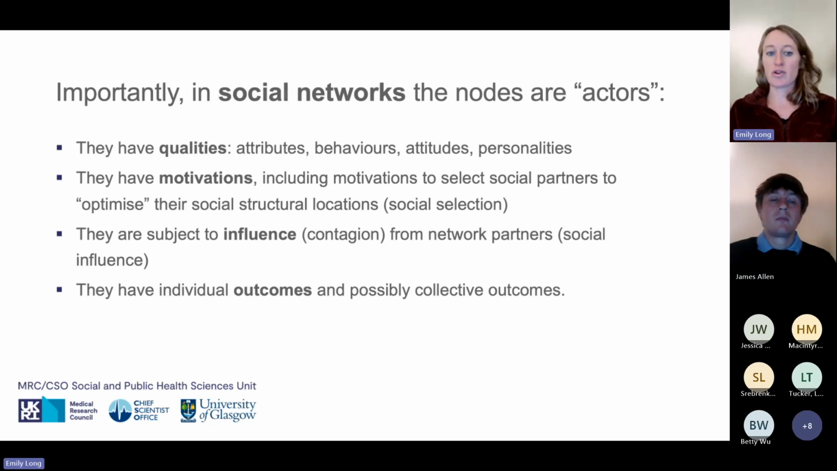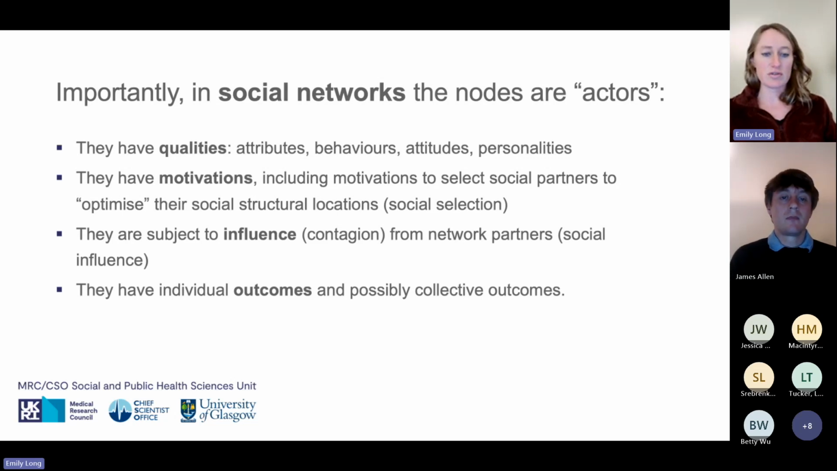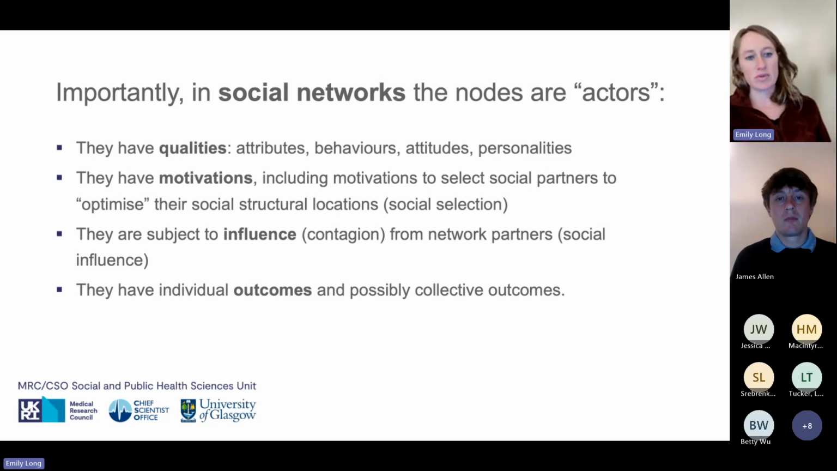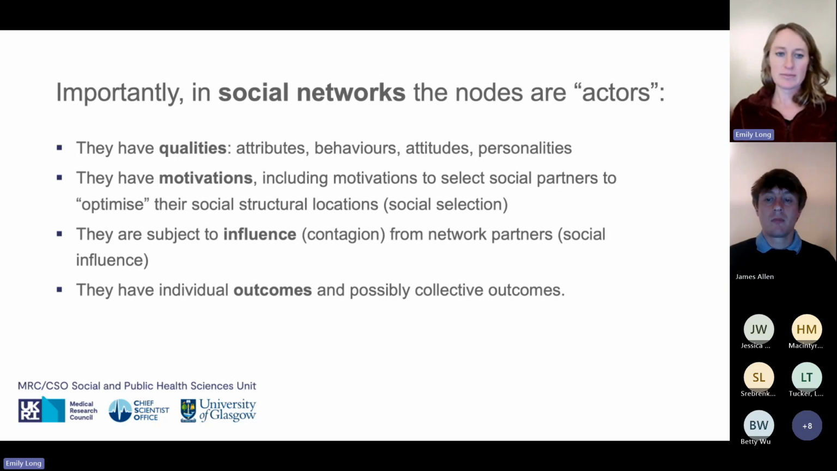So they're not the only part of the network to consider, not just their qualities and their motivations, but also the qualities and motivations of those that they're connected to. And then when we're talking of networks, we can think of individual outcomes, so the health behavior of one student in particular, but we also could look at collective emergent outcomes like the level of cohesion within a school network or the prevalence of substance use, something like that.